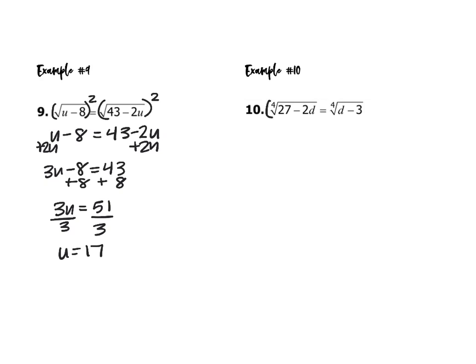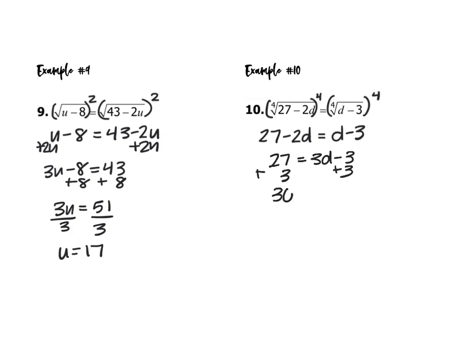Looking at number 10, that radical has an index of 4, so we're going to raise everything to the 4th power. So 27 minus 2d equals d minus 3. 27 equals 3d minus 3. 30 equals 3d. And d equals 10. And when I plug it back in for 10, that should have been a real solution, not an extraneous solution.